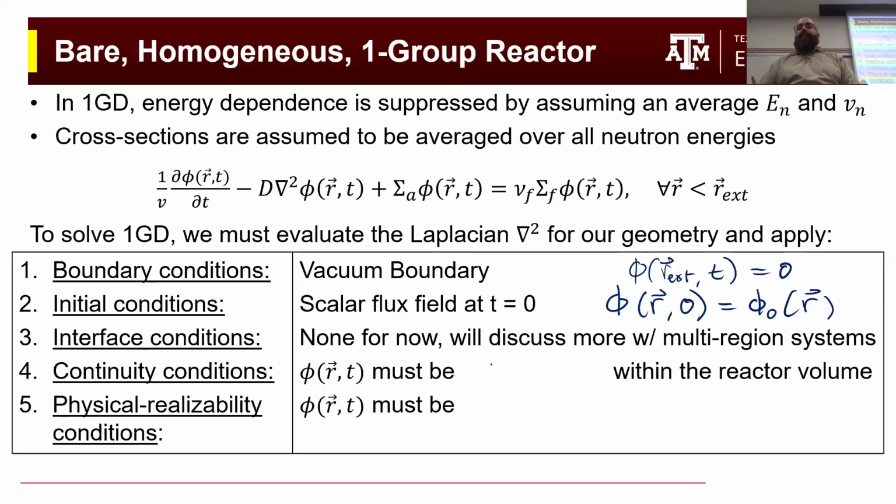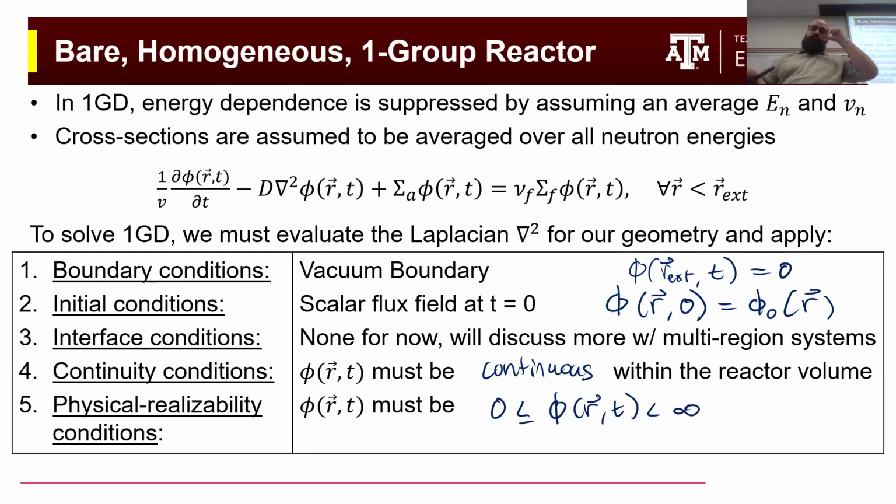Continuity just says that the flux has to be continuous within the reactor volume. And then physical realizability says that the flux has to be bounded from 0 to infinity. It can be equal to 0. It cannot go up to infinity for physical realizability.